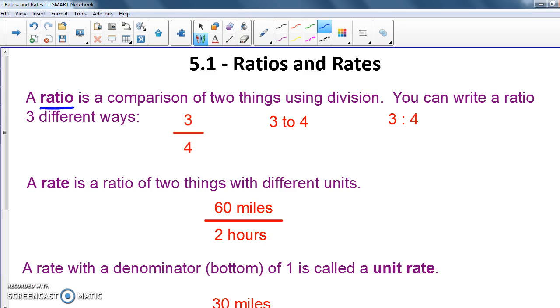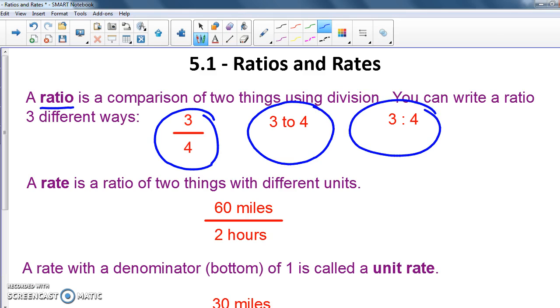So when you're comparing two things, you can write it three different ways. The first way is to use a fraction. So 3 of something to 4 of something. The next way is to use the word "to," so 3 to 4. And the last way is to use a colon, which you still would say 3 to 4, but that's another way to write it.